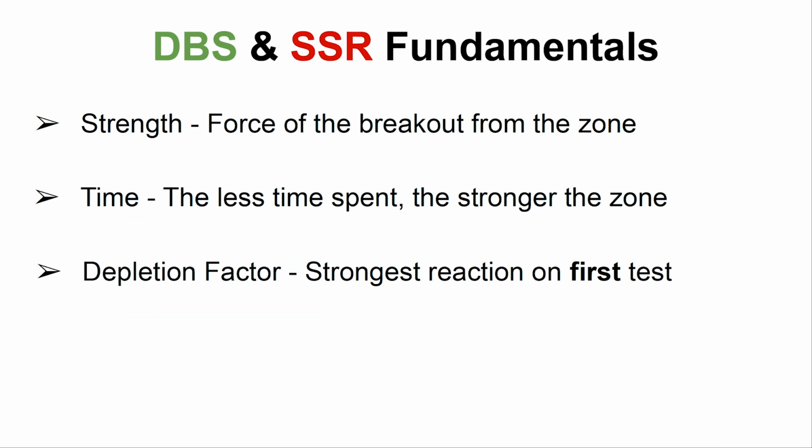The strongest reaction of a DBS or SSR zone will always occur on the first test. This seems logical because the supply or demand at either zone will be strongest during that first retest or interaction. Now, the more times price comes back to retest the zone, the more the orders at that level are consumed. This eventually depletes all the orders in the zone until it gives way.